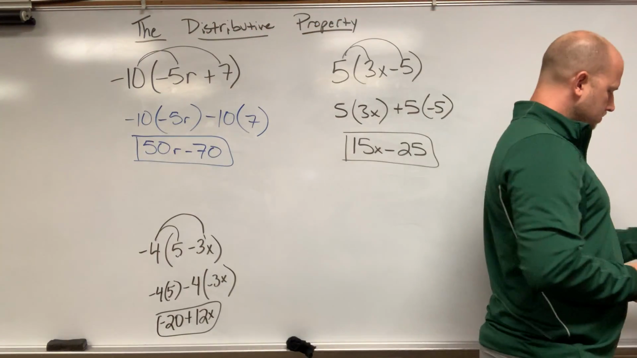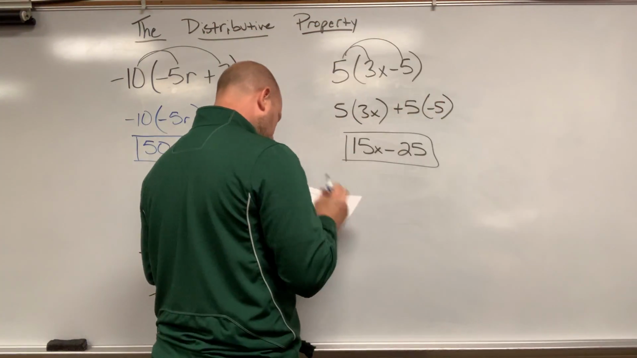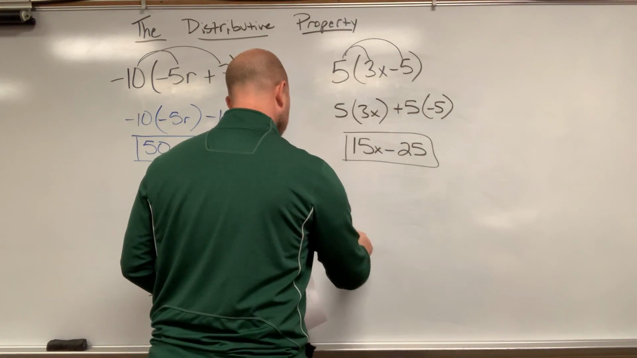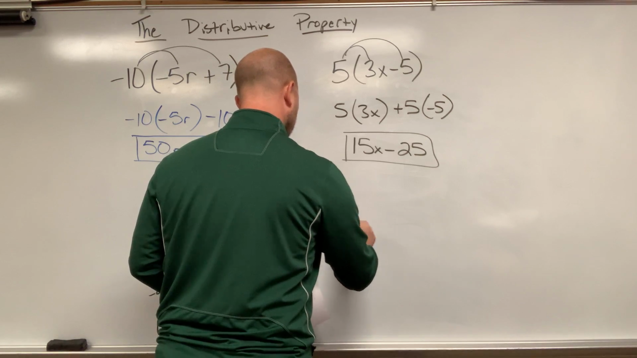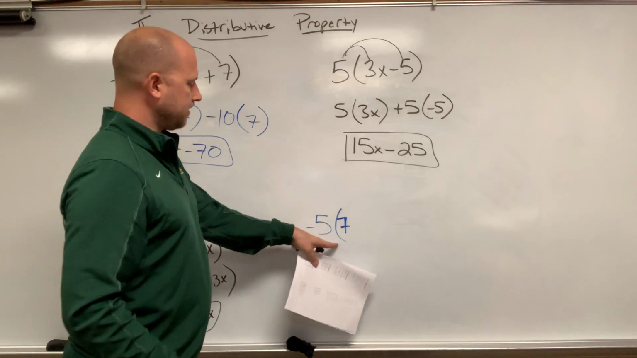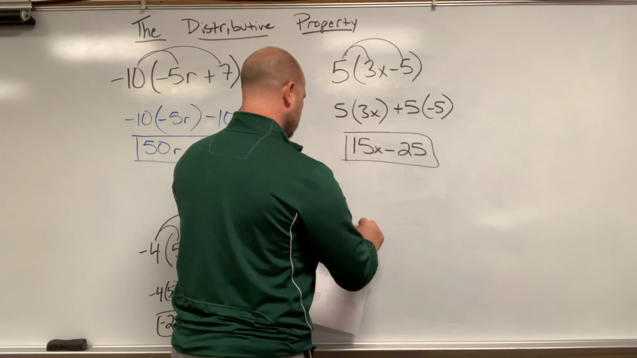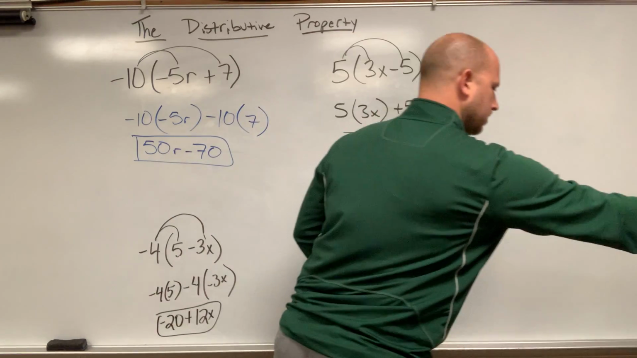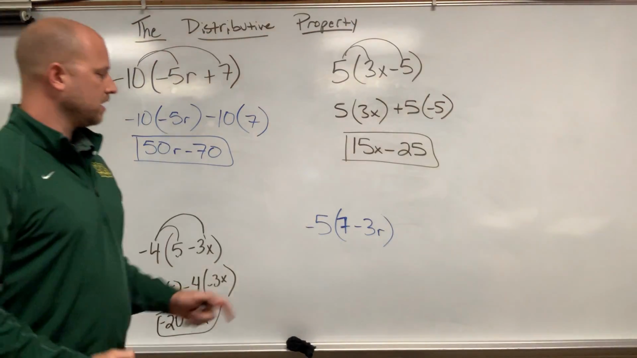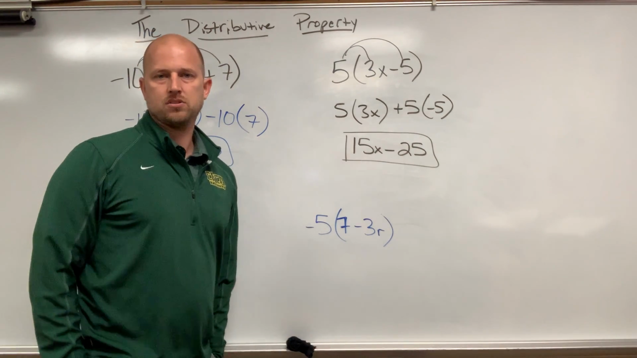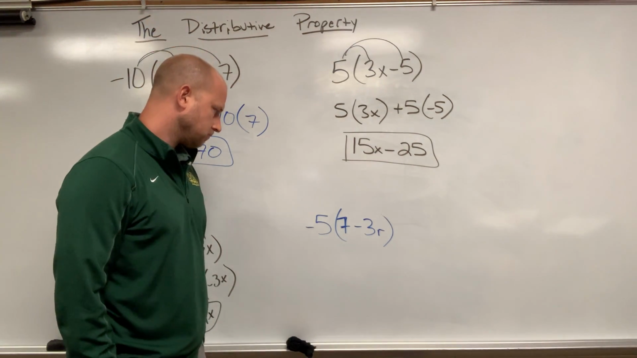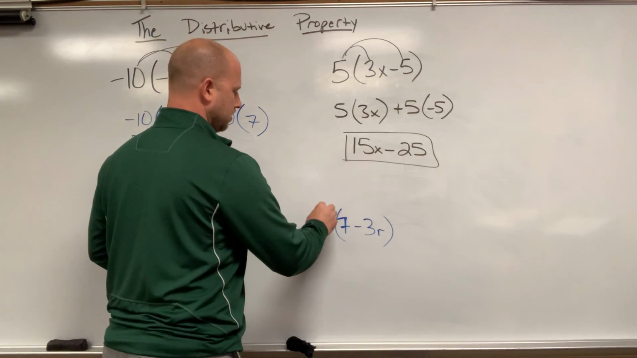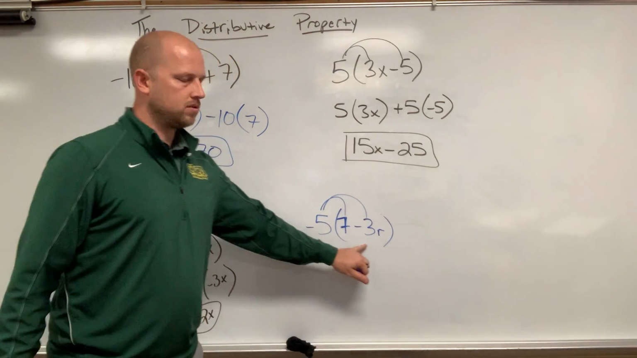Let's do one more. I'll put this one down here in blue. So we're going to do a negative 5 times the expression 7 minus 3r. Okay, I think I used an r up there. We'll use an r again. All right, so this one here, I want you guys to work this one out and see what you get. All right, so we are distributing the negative 5 into both parts of the expression.